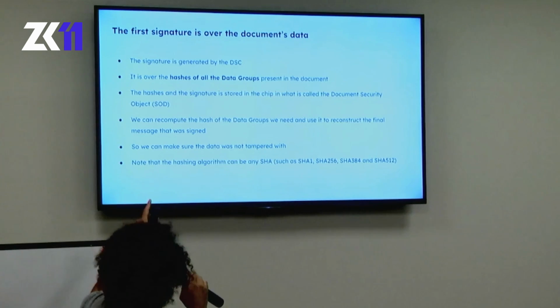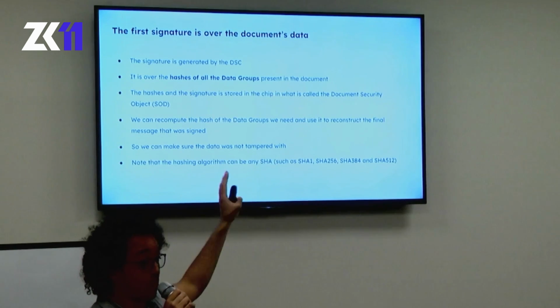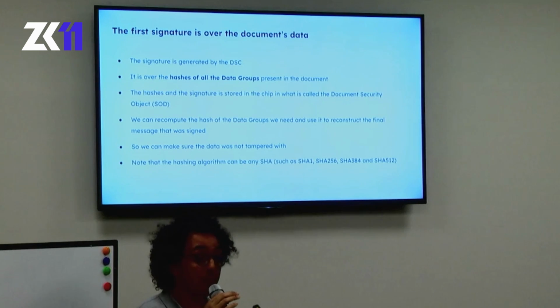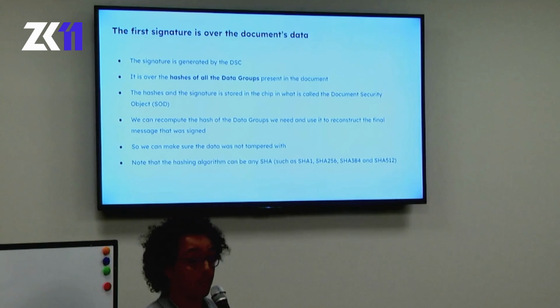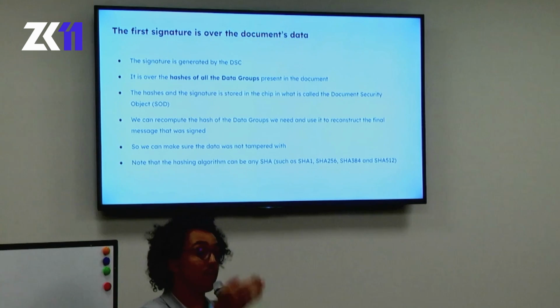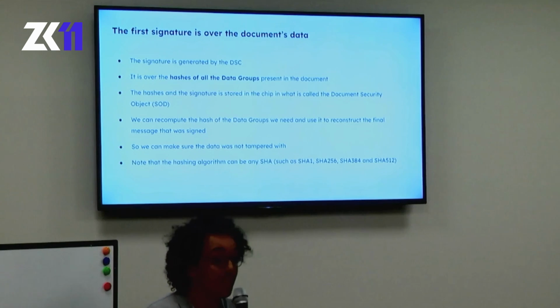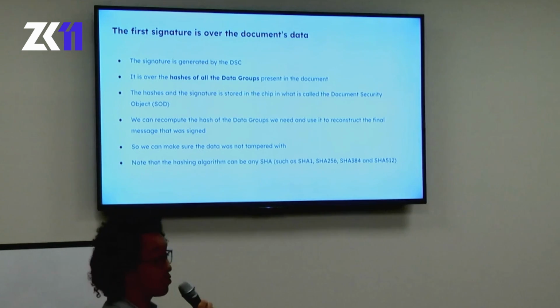This signature and the hashes are stored in the chip in what we call the SOD, the document security object. What you want to do is recompute the hash of the data you use. For example, let's say you want to get the date of birth from the MRZ. You get the date of birth and you also recompute the hash of data group 1, making sure you use the same hashing algorithm, because it can be different ones. Then you combine it with the rest of the hashes, because you don't need to recompute them if you don't use the data. And you make sure that the message you just generated is verified against the signature. That way you can use data that you know for sure has not been tampered with. So this is the assurance it gives you.